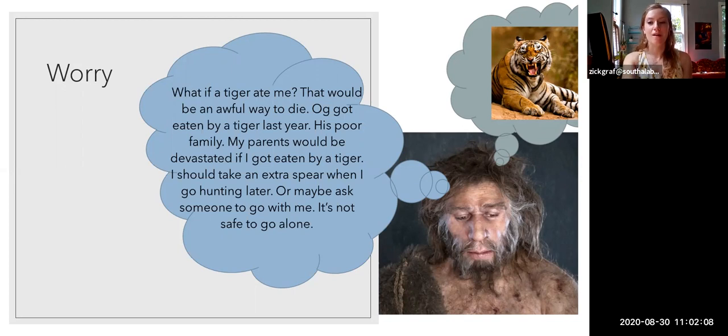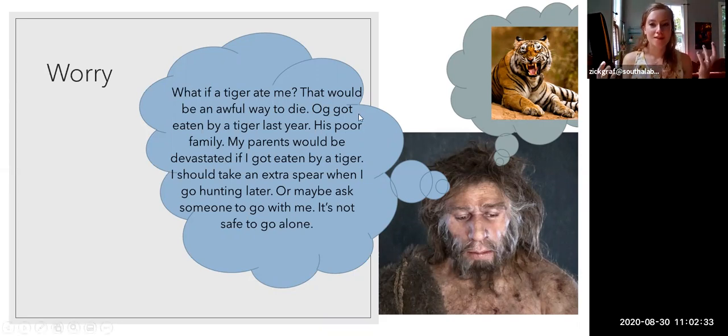So he has this thought about a potential future threat, not a likely future threat because he's not in a threatening situation right now, and not an immediate threat, which would make him feel fear because there's no tiger actively chasing him. But he's using his imagination and his human capacity for thinking about the future to think about how horrible it would be if a tiger did eat him.